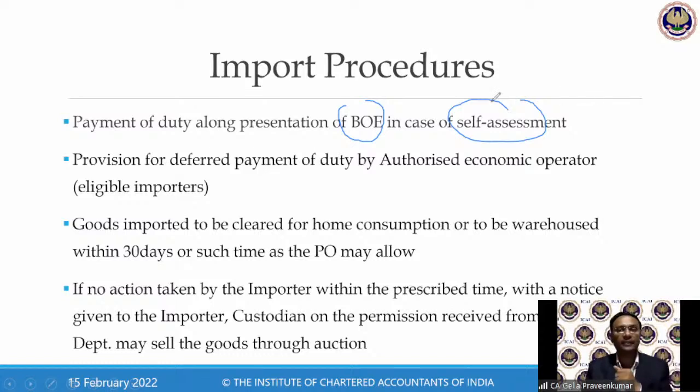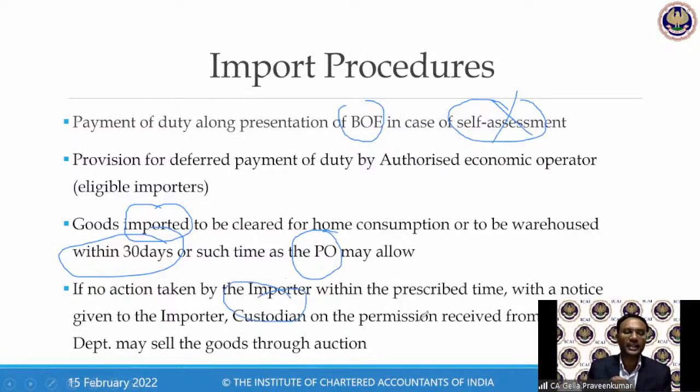So what if I have not filed bill of entry? If I don't file bill of entry within a period of 30 days, then the proper officer will give an intimation saying that, look, you have imported the material and you have not filed a bill of entry. If you don't file a bill of entry, this particular custodian, with the permission of this proper officer, may auction this particular material. So any goods which have come to a particular place, if they are not cleared within a period of 30 days, with an intimation to the importer, they have to put it for auction.